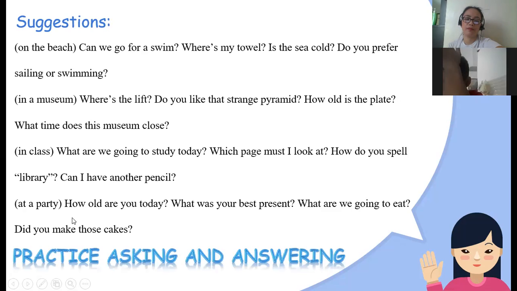Can we go first with West by Tower is the sea coast? Do you prefer sailing or swimming? In a museum, where's the lift? Do you like that strange climate? How old is the plate? What time does this museum close? In class, what are we going to study today? Which page must I look at? How do you spell library? Can I have another basil? How old are you today? What was your best present? What are we going to eat? Did you make those cakes?